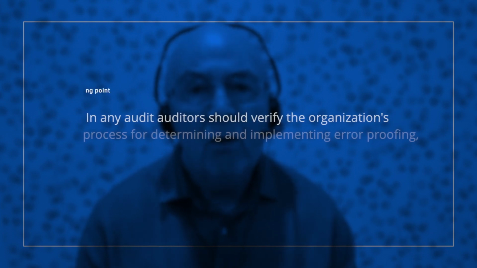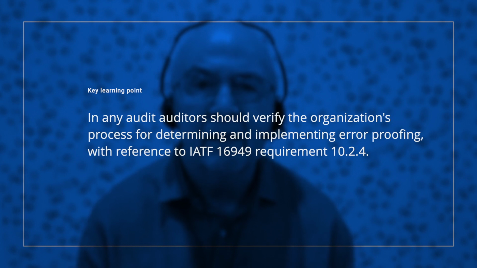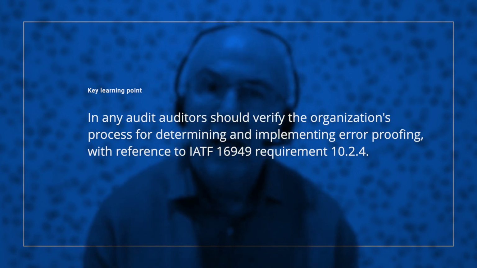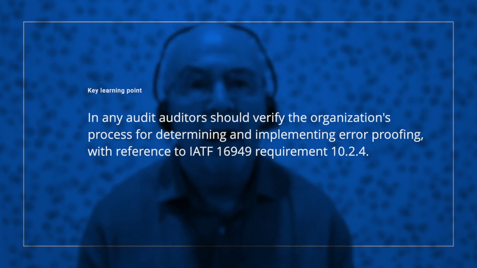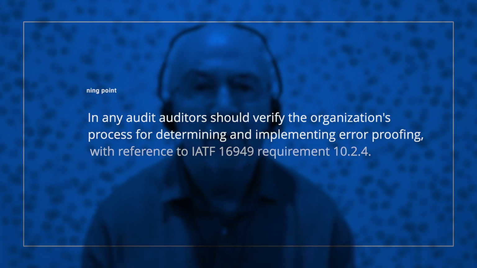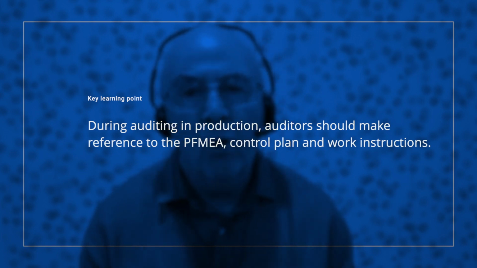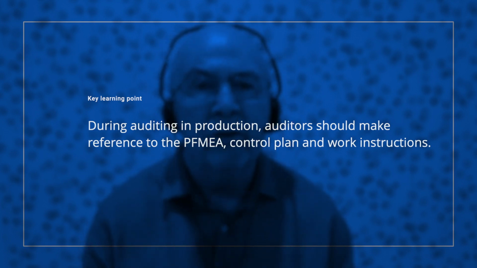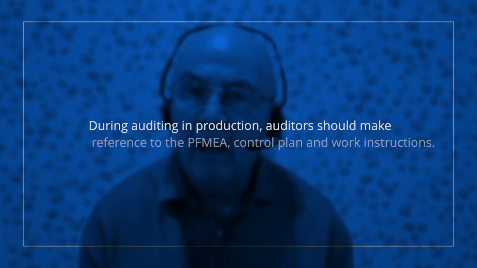In any audit, auditors should verify the organization's process for determining and implementing error proofing with reference to IATF 16949 requirement 10.2.4. During auditing in production, auditors should always make reference to the relevant PFMEA, control plan, and any relevant work instructions.